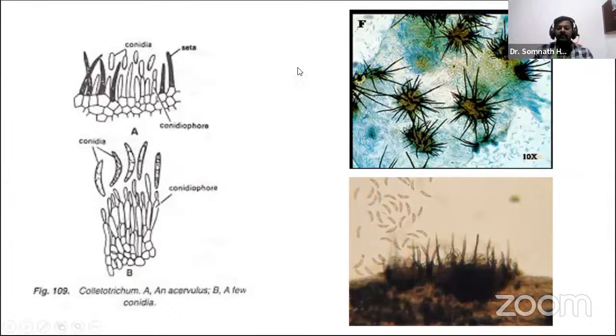These are the fungal structures of Colletotrichum. These are the conidia. Conidia are borne on these conidiophores. These are the conidiophores, these are the conidia. These are the setae, which are structures supporting the conidiophores. These are the conidia.